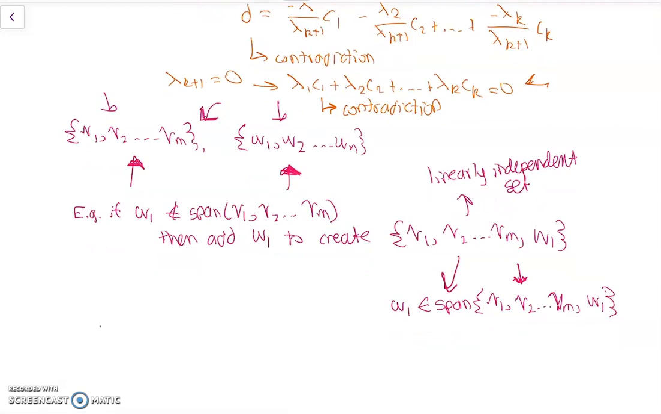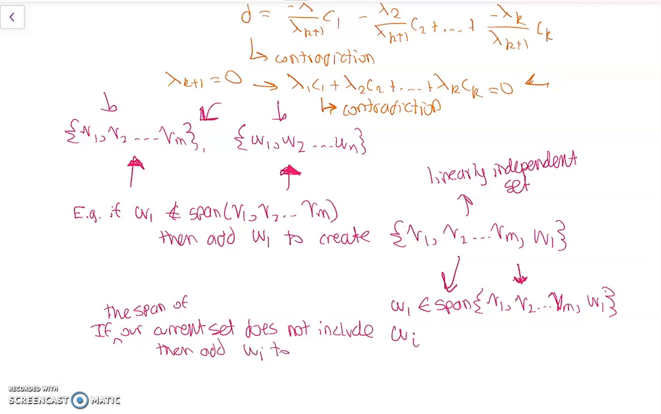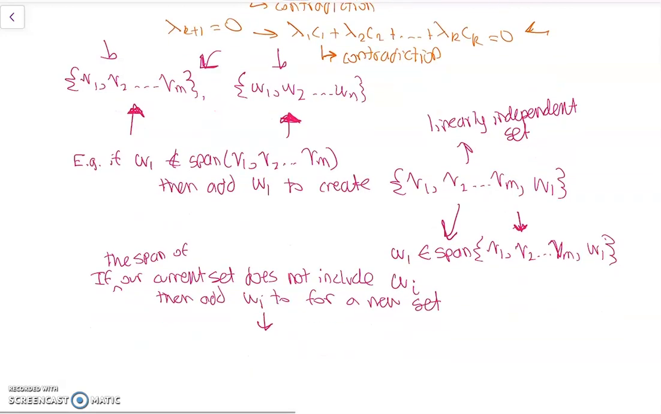Now we can continue with the rest, doing the same with the rest of the w's. So if the span of our current set does not include wi, then add wi to form a new set, and our current set will always be linearly independent using the lemma, because what we do is we add a wi not in the span of the current set, and the current set is linearly independent, and we form a new set that's still linearly independent.